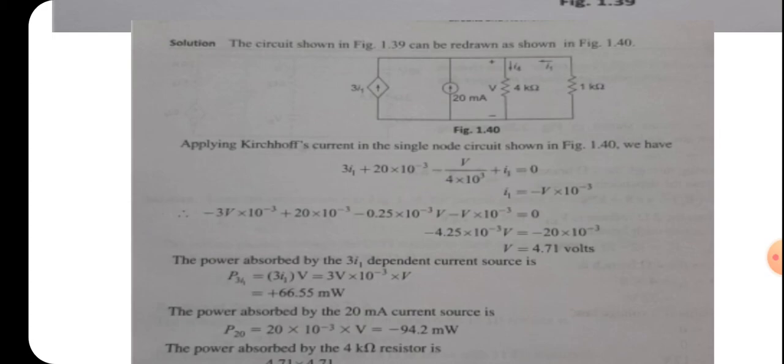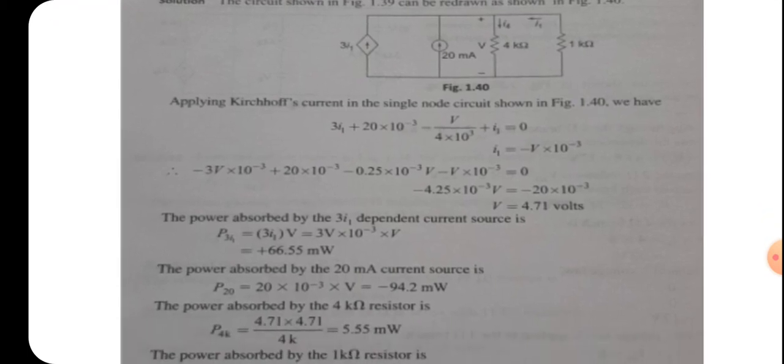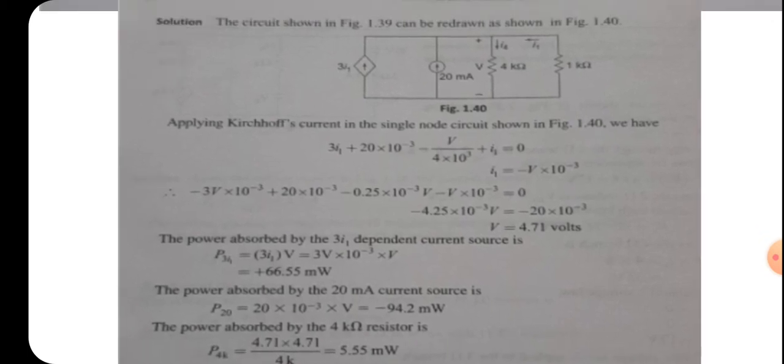So we can substitute the value of I4 in the current equation as 3I1 plus 20 into 10 raised to minus 3 minus V by 4 into 10 raised to 3 plus I1 will be equal to 0. We can solve the equation by simple multiplication and addition. We can substitute for I1 as minus V by 4 into 10 raised to minus 3. So we will get the equation as minus 4.25 into 10 raised to minus 3 into V equal to minus 20 into 10 raised to minus 3. So V is equal to 4.71 volt.